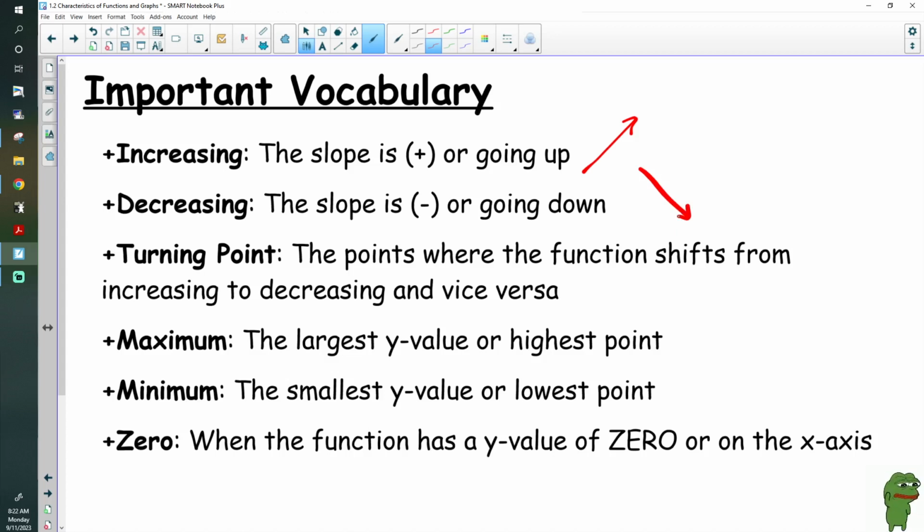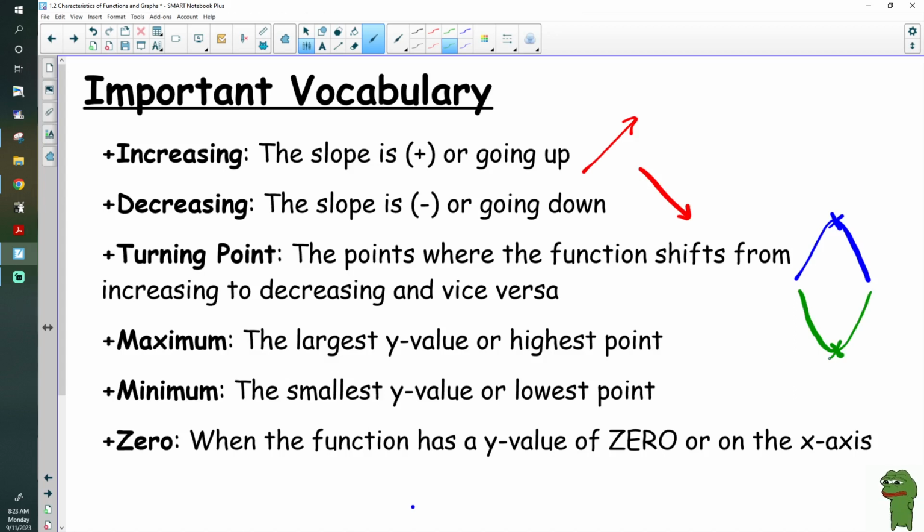Turning point. This is probably a new one. A turning point is a point where the graph goes from increasing to decreasing. So if you have a graph that is going up and then it switches to going down, that point where it switches from increasing to decreasing is called a turning point. Now the opposite is true. If it starts by going down and then turns to going up, decreasing to increasing, the point where it switches between the two is called the turning point. You know, the graph is turning directions. It's going from one slope to another slope.